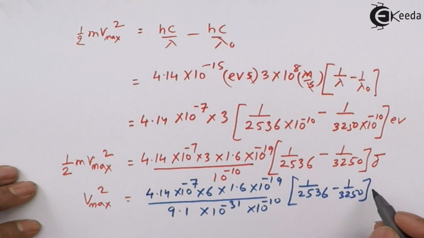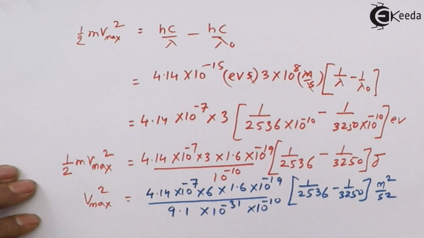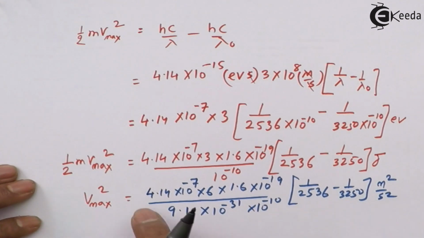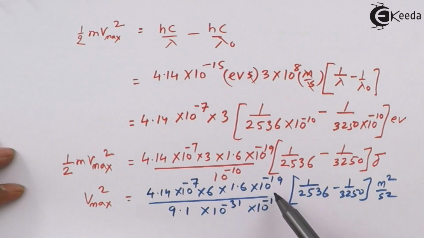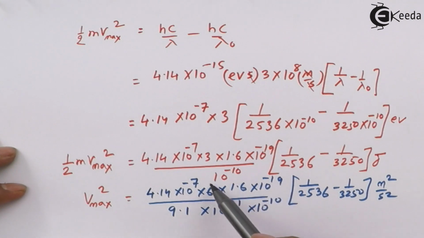This is in meters square per second square, because this is squared. So by taking the root of this, you will get the answer. First let me solve this part, which is minus 31, and this is minus 41. This is minus 26, this will become plus 41.